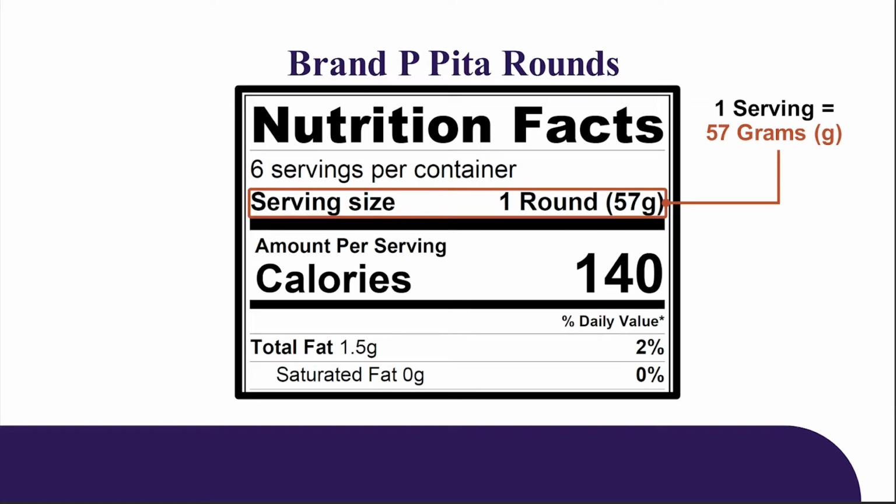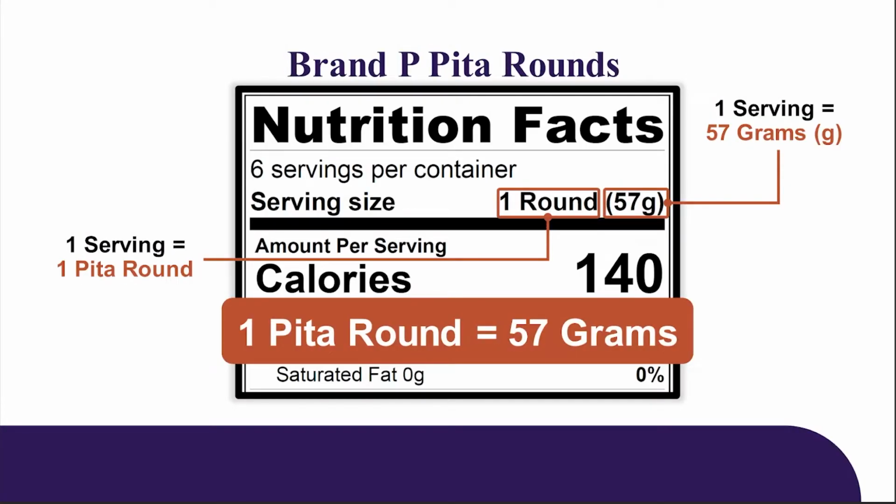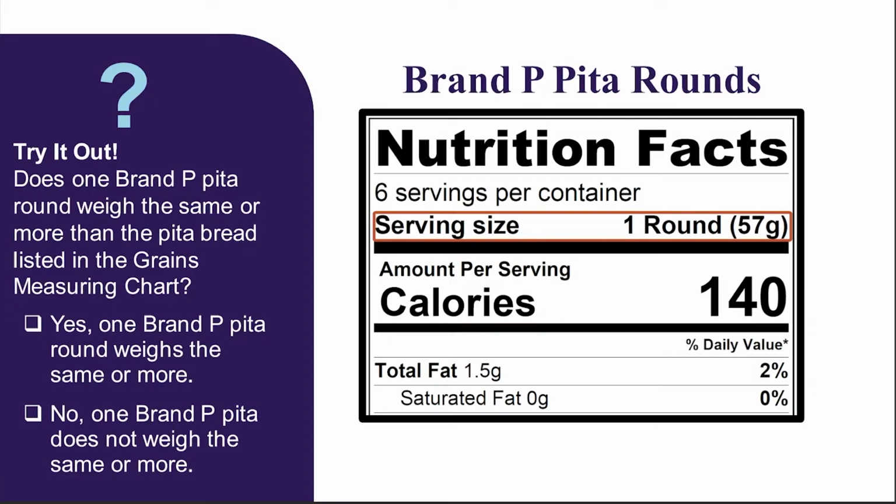When we look at the nutritional facts label, we will be looking at the information in the serving size line. This label for the brand P pita bread rounds shows us that one serving of brand P pita rounds weighs 57 grams. This label also shows us that there is one pita round in one serving. Therefore, we know that one brand P pita round weighs 57 grams. Now that we know that, we can compare the weight of one pita round to the weight listed next to the pita bread in the chart.